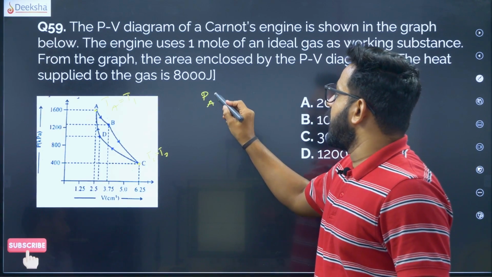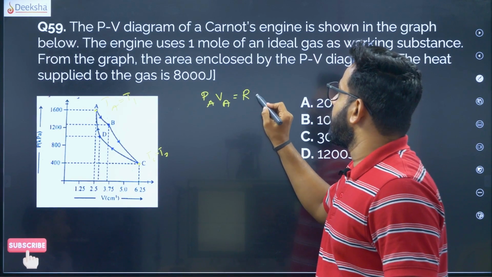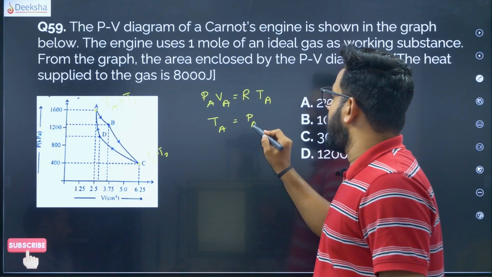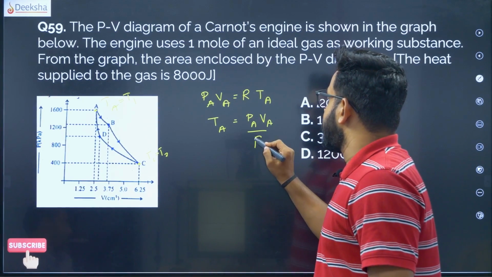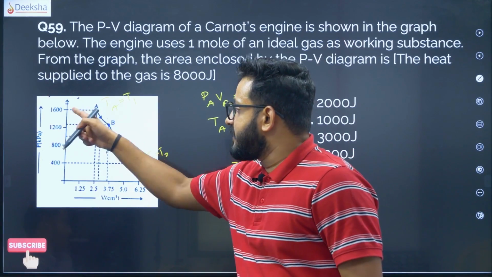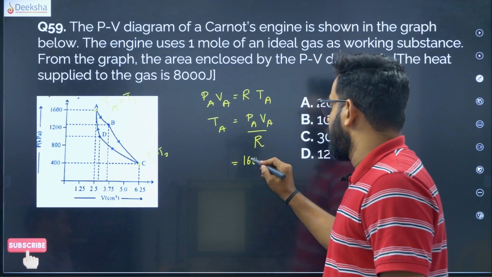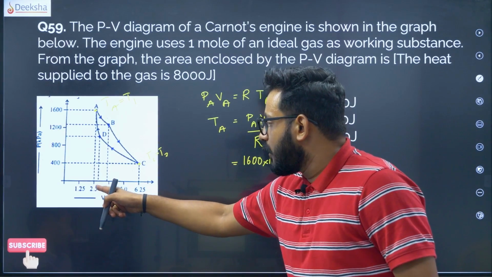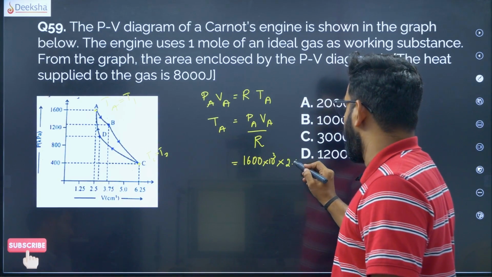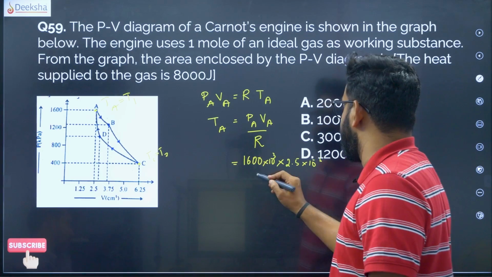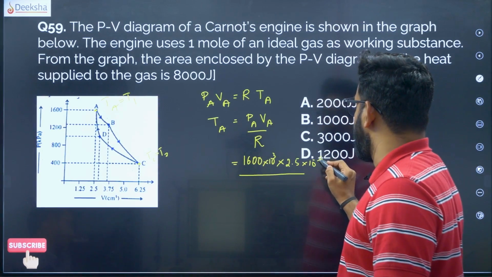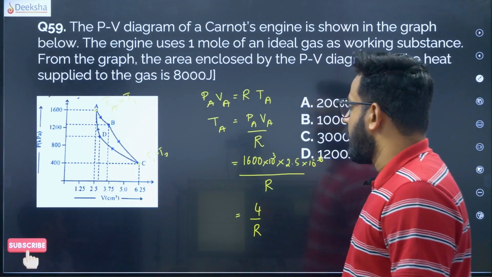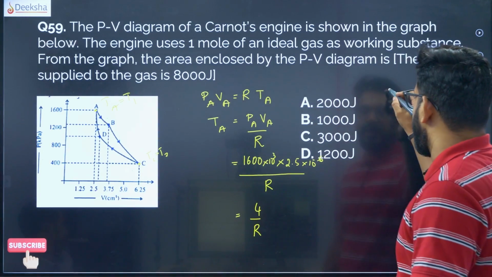So PA VA equals R into TA, which gives TA equal to PA VA by R. Now what are PA and VA? It is 1600 kilopascal into 2.5 centimeter cube, that is 2.5 into 10 to the power minus 6 meter cube in SI units, and this is whole divided by R. You can do the calculation, and you will ultimately get 4 by R. Similarly, please find TC for me.